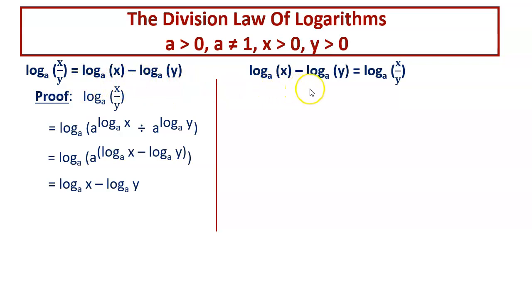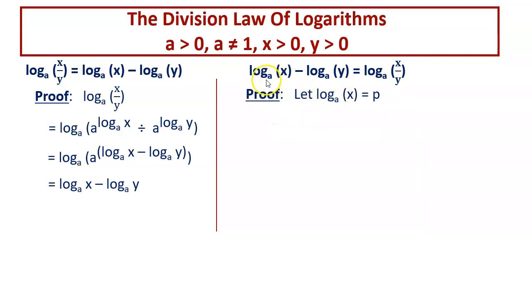And at some other time, there may be two log terms connected by this minus sign, and you may need a single log term. So you should express these two log terms in this way, log of x over y to the base a. So both forms are needed. And now let us look at the proof of this form.